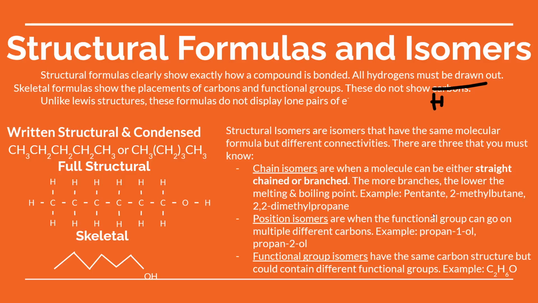Position isomers are when the functional group can go on multiple different carbons. For example, there is propan-1-ol and propan-2-ol, where the alcohol goes on the first carbon or the alcohol goes on the second carbon. And our functional group isomers have the same carbon structure but could contain different functional groups. For example, C2H6O. Here you can form an ether, or you can form an alcohol, and you wouldn't know until you drew out the full structural formula.